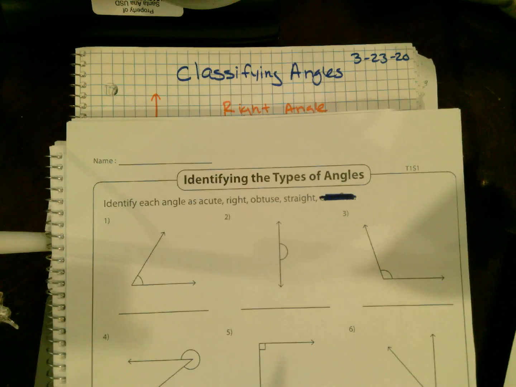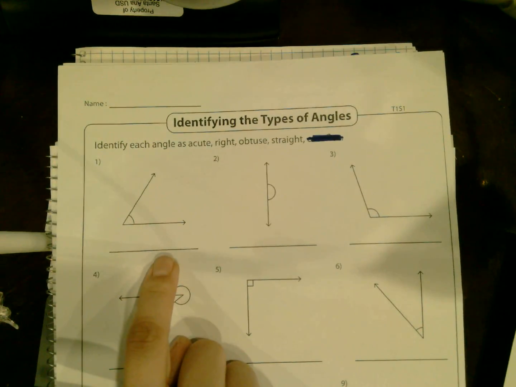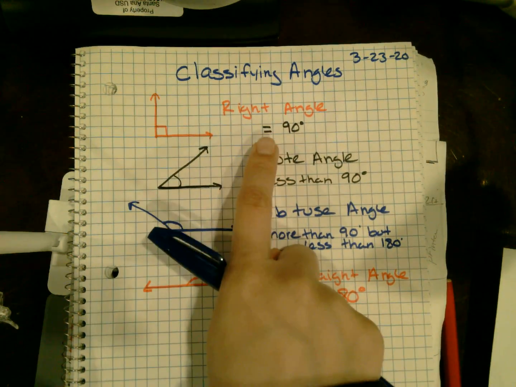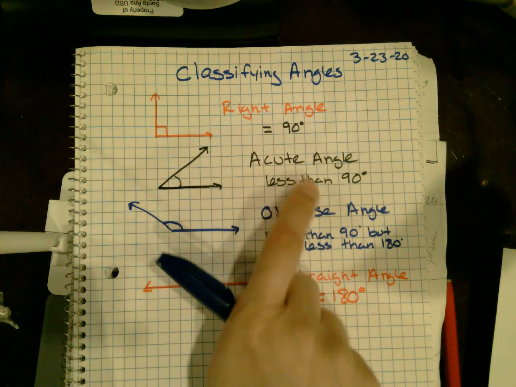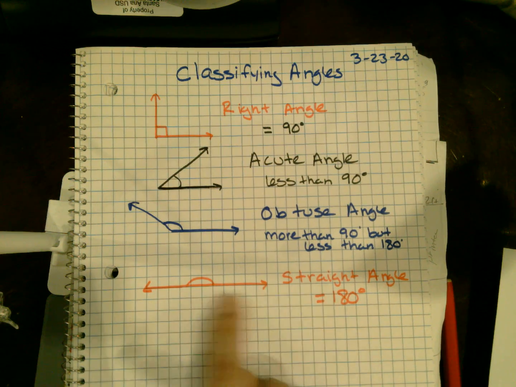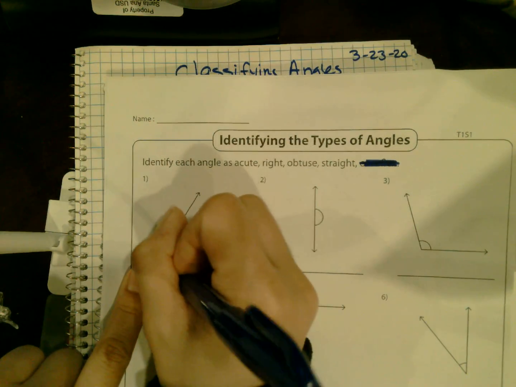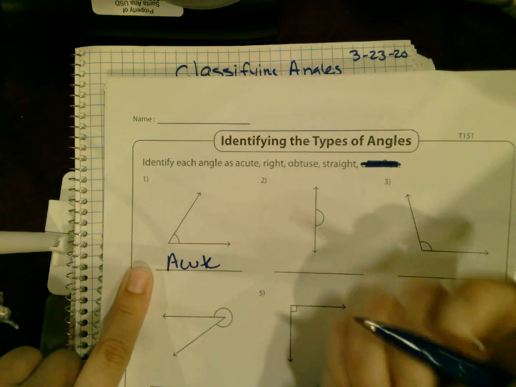Okay. So number 1, if you just look at it, your key is: is it more than 90 or less than 90? That's your starting point. So is it exactly 90 degrees? Is it less than or more than 90, or 180? Okay, so look at this one. Is it less than 90? Yes, it is. So then you would write acute.